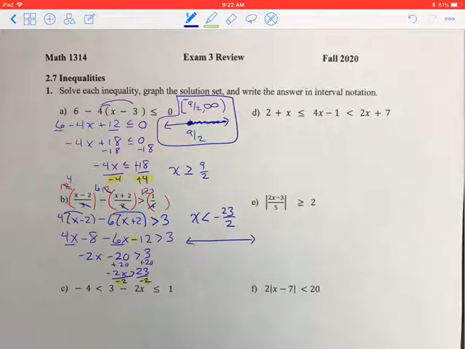So on a number line, just put negative 23 over 2. I'm not reaching that endpoint, so either an open circle or a parenthesis. It is less than, so I'm shading to the left. In interval notation, on the left-hand side, I'm going towards negative infinity. On the right-hand side, I get to negative 23 over 2. It is an open circle, so I use a parenthesis there.